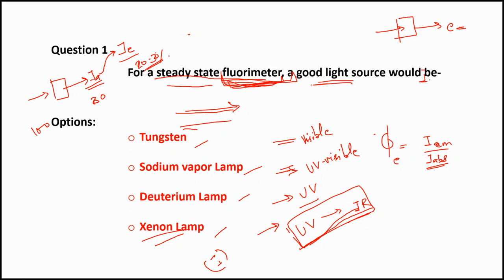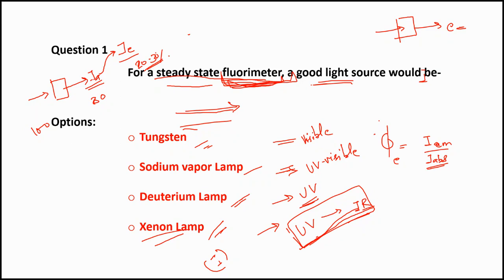The first one was it should have a high range. Suppose you talk about tungsten lamp, it emits all the visible range of light. The xenon lamp emits from UV to IR. The deuterium lamp emits in the UV range. If you want to select a source of light for a spectrophotometer, you will need UV plus visible. That's why in a spectrophotometer we use the combination of the tungsten and deuterium lamps.